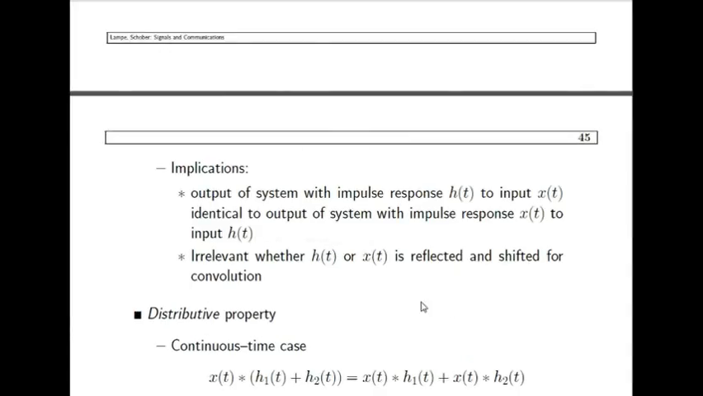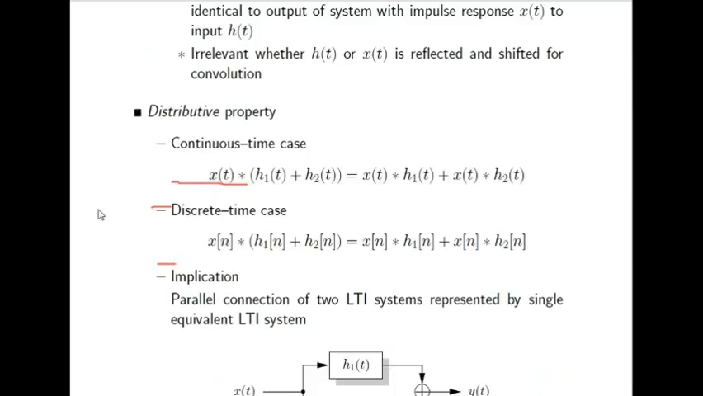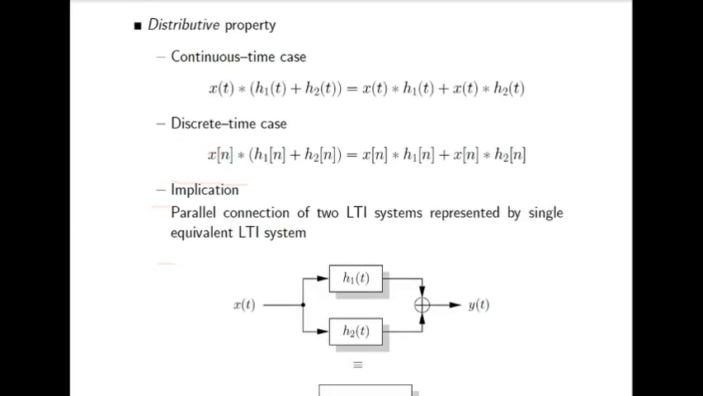These are the implications based on the commutative property of linear time invariant systems. These are the same things I have told you, just written here, so you can read them. Now let's move forward to the next property, which is the distributive property.